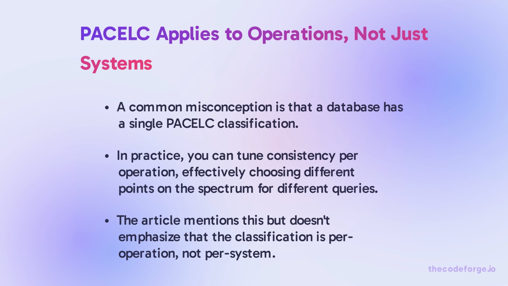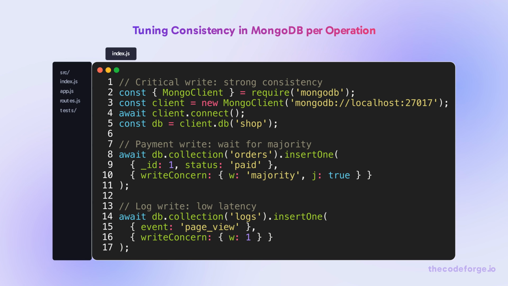A common misconception is that a database has a single PACELC classification. In practice, you can tune consistency per operation, effectively choosing different points on the spectrum for different queries. The article mentions this, but doesn't emphasize that the classification is per operation, not per system. The article discusses MongoDB's write concern, but doesn't show how to set it per operation. Here's an example of using w:majority for critical writes and w:1 for non-critical ones.